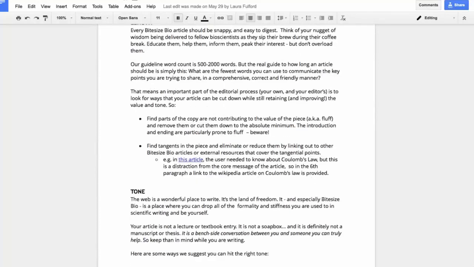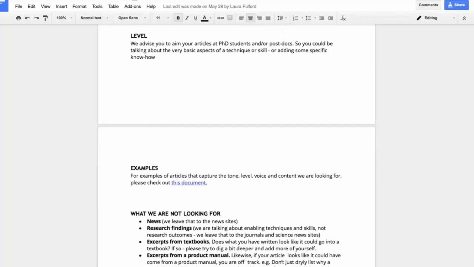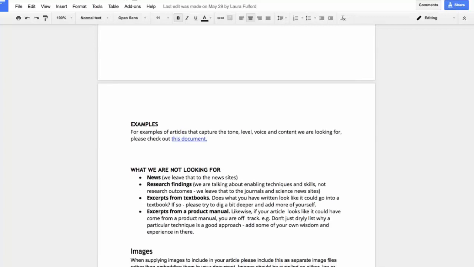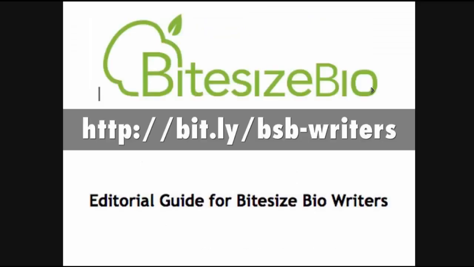Format, level, we're looking at PhD students and postdocs, so you can go right down to the basics or a little bit up to intermediate, but we're not looking for cutting edge, we're looking for fundamentals here, and some practicalities of how the process will work. So that resource is available for you whenever you want to access it. You can look at that ahead of time and use it to craft your first article.